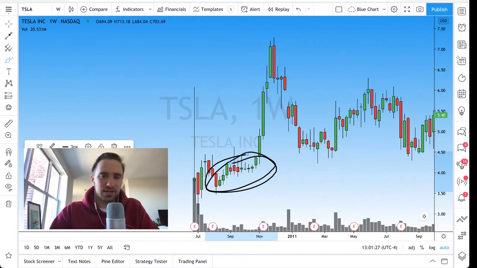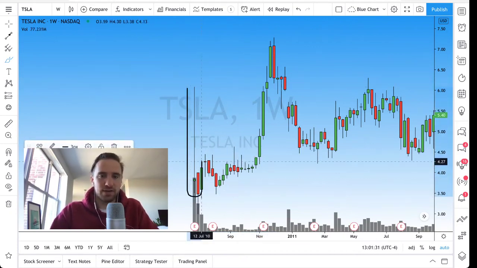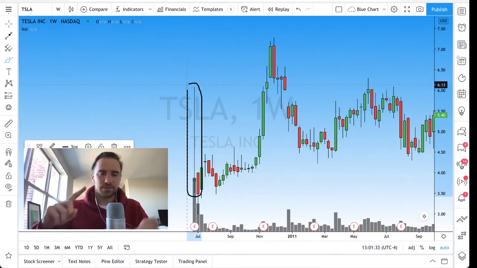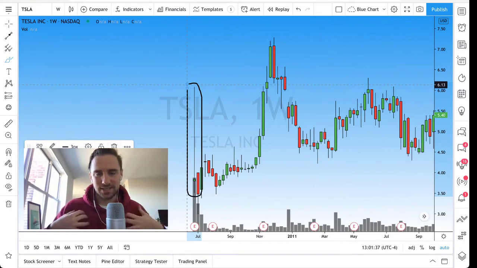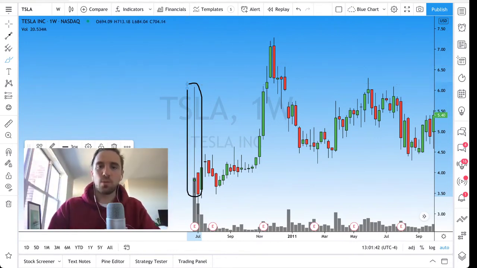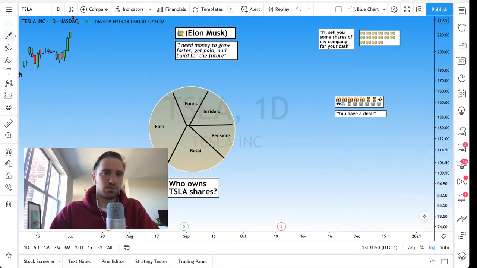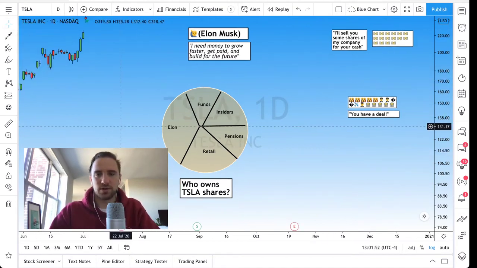But why did it trade in the first place? What started it? Here's its first candle ever. This was the first day of its trading. That's an IPO, initial public offering. That's when Tesla decides to sell the shares to the public. And why does a company do that? This is my attempt to explain why, and really tell you what you're buying when you dive into markets.